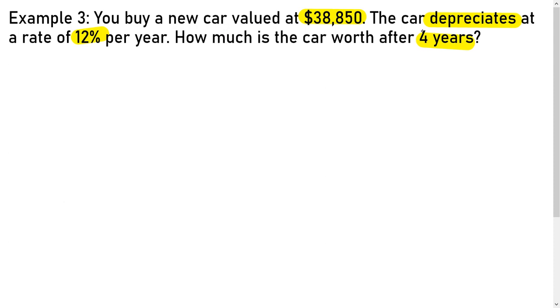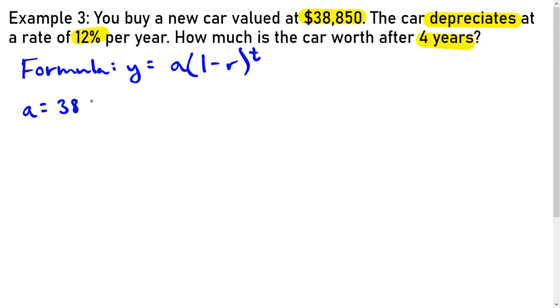So because you see the word depreciate, we know that this is the depreciation formula, okay? So what formula am I using? y equals a times (1 minus r) raised to the t, okay? So what is the value of a for this problem? 38,850. What is the value of r? Well, it's 12%. That's 0.12, okay? 12%, move the decimal place twice. t is 4 because we're talking about 4 years. So let's use those values and plug them into the formula.